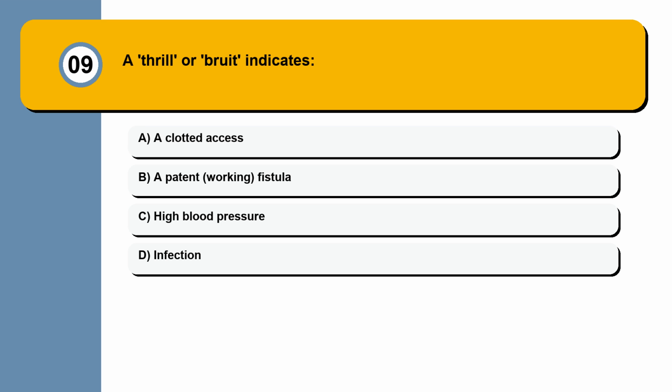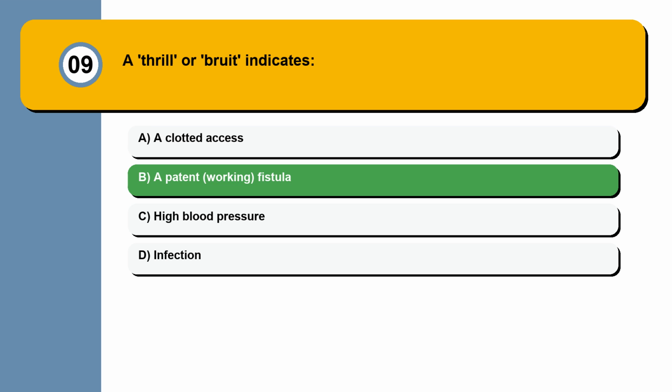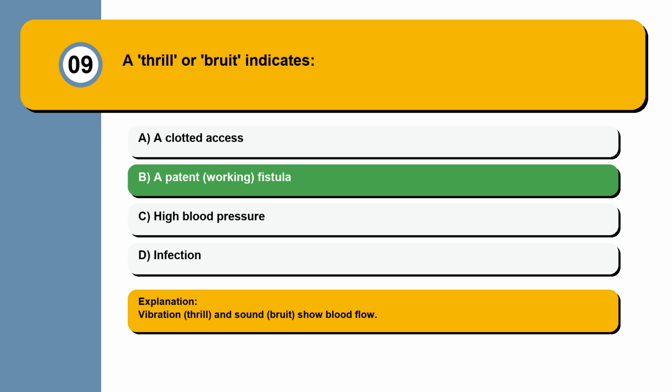Question 9. A thrill or bruit indicates: a clotted access, a patent, working fistula, high blood pressure, infection. Vibration (thrill) and sound (bruit) show blood flow.